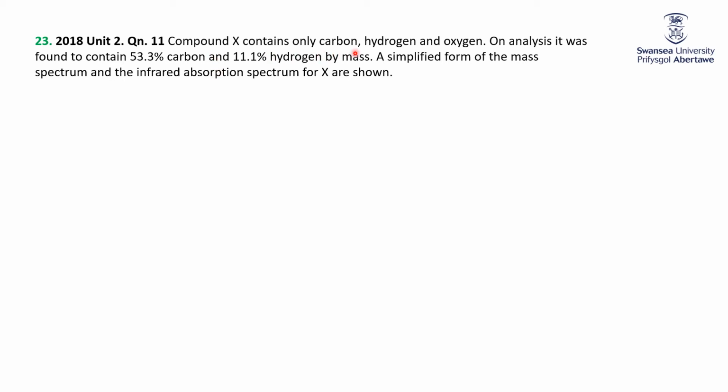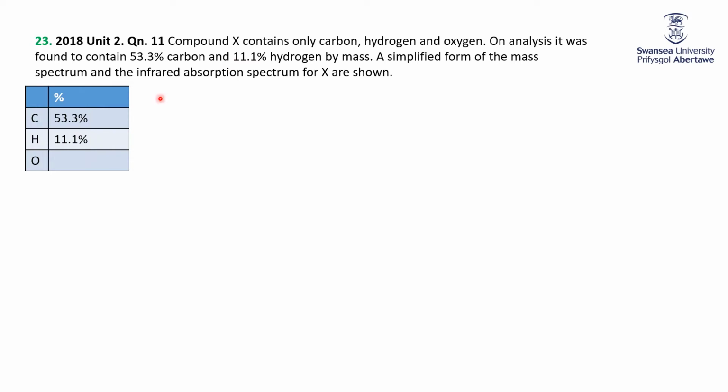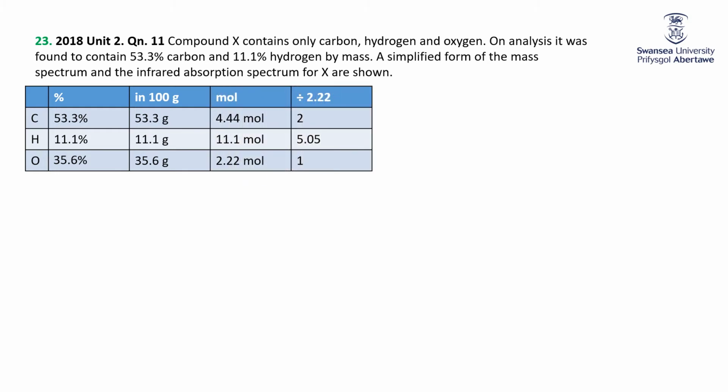Compound X is carbon, hydrogen, oxygen. There's the carbon and hydrogen percentages. Well, of course, the rest is oxygen. So the oxygen is going to be 100 minus 53.3 minus 11.1, which is 35.6. Turn that to grams, turn those to moles, turn that to a ratio.